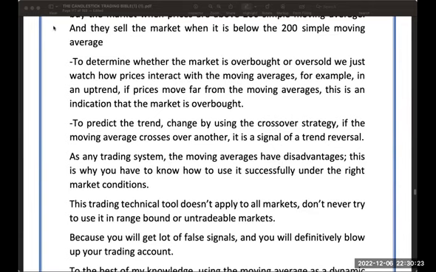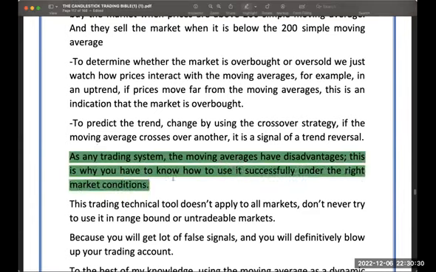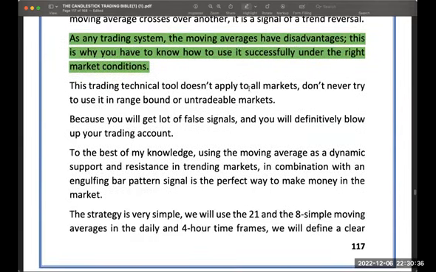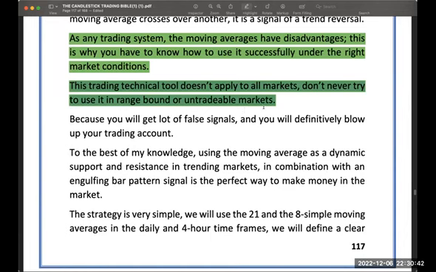As with any trading system, moving averages have disadvantages. This is why you have to know how to use them successfully under the right market conditions. This technical tool doesn't apply to all markets. Never try to use it in range-bound markets, right? Moving averages are not used in a ranging market because you get a lot of false signals and you will definitely blow up your trading account.